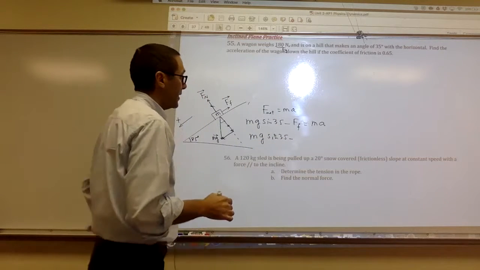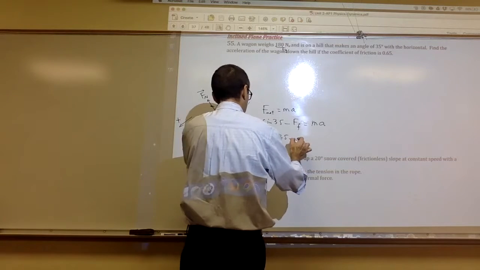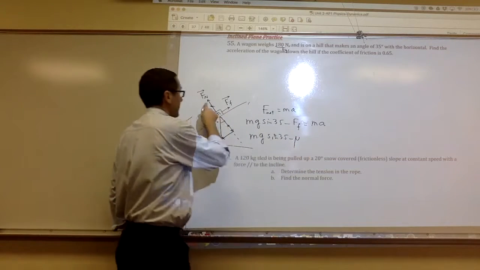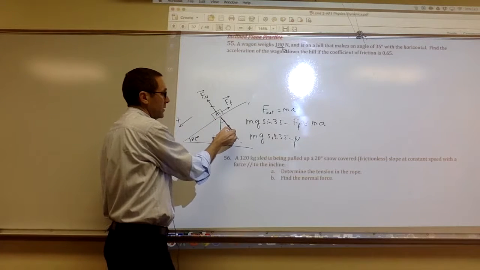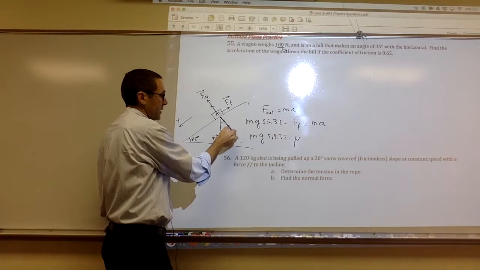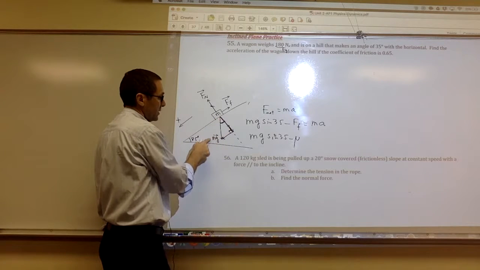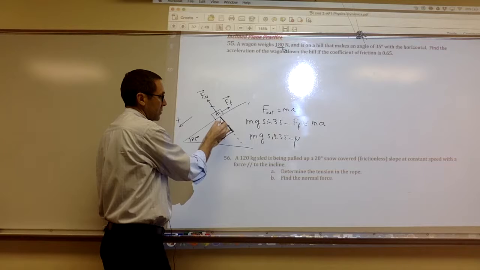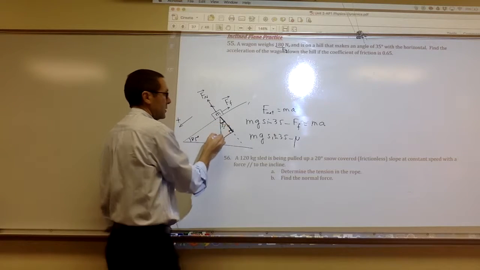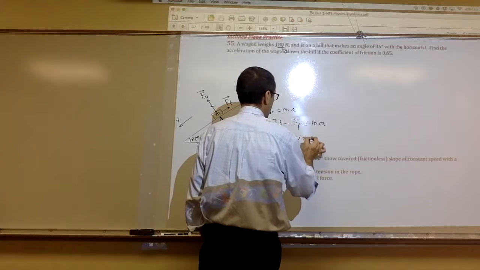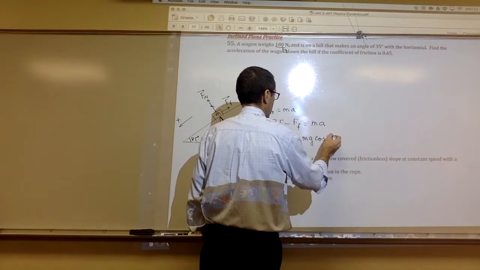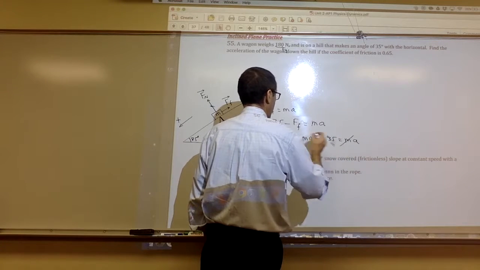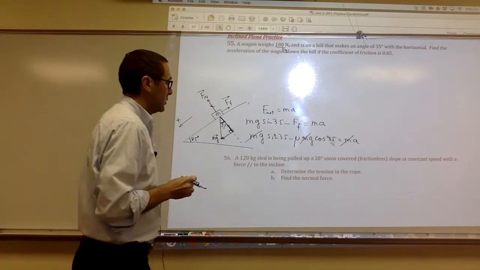Now I know that the FF is mu Fn. And Fn is the same as the perpendicular component of the weight, which is the adjacent in this triangle here, because this is the 90. So this angle here is 35. This is the mg. That's got to be the adjacent with respect to this 35-degree angle here. So mu Fn, which is mg cosine 35 theta, equals ma. So even if I didn't give you the mass, you should be able to solve.